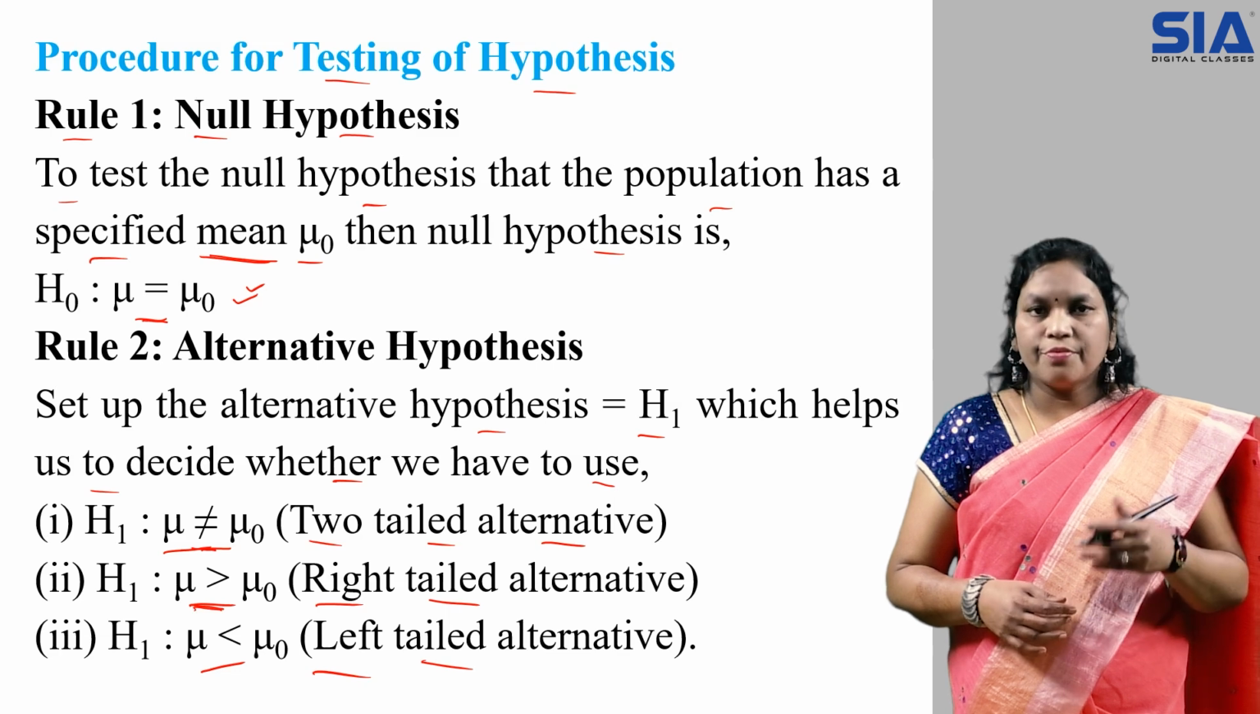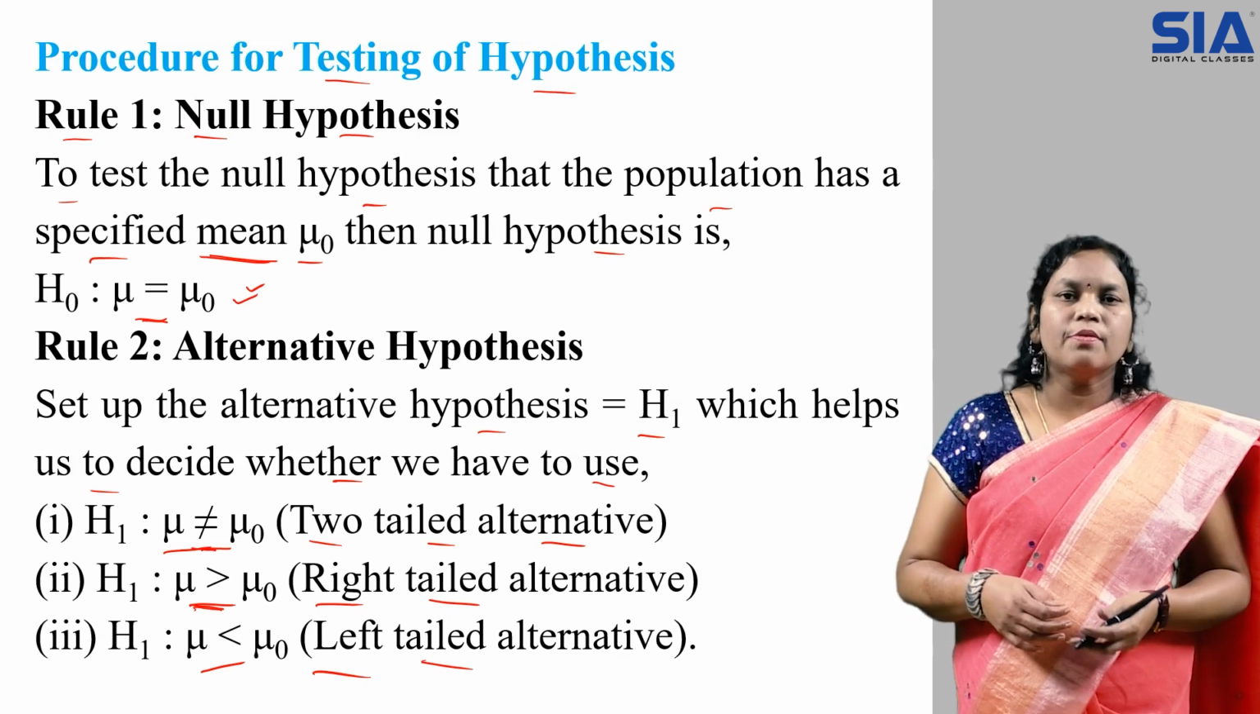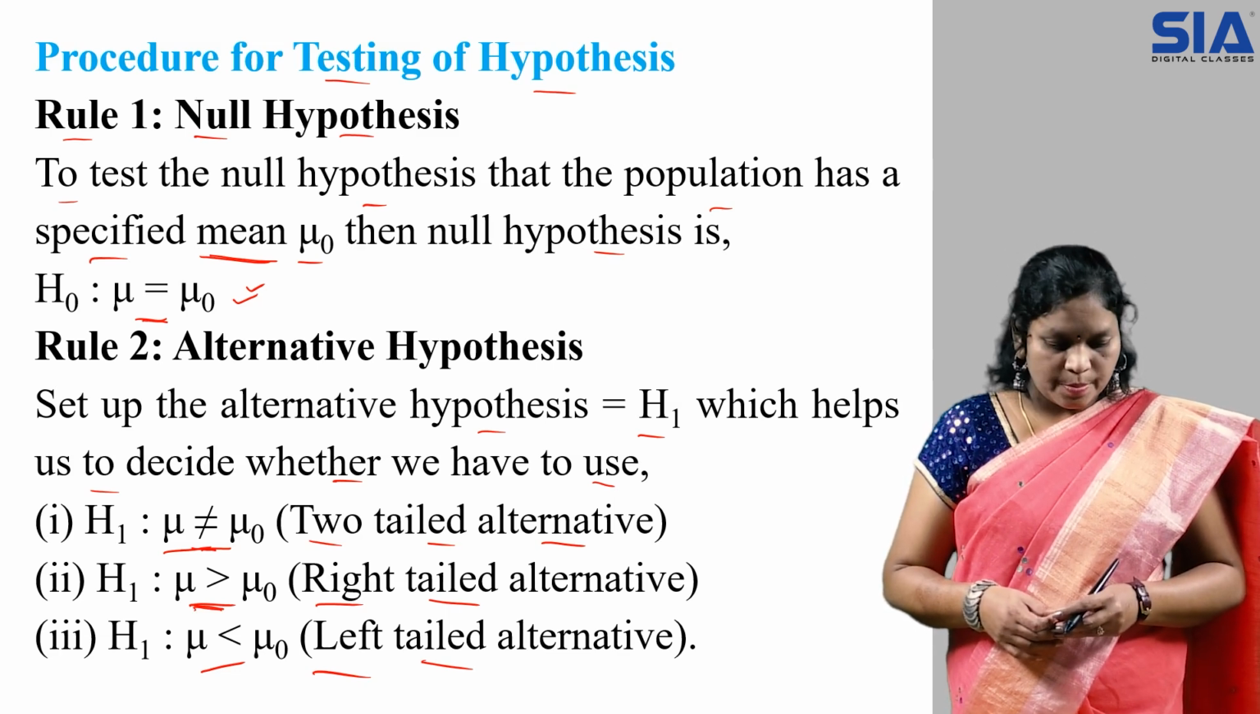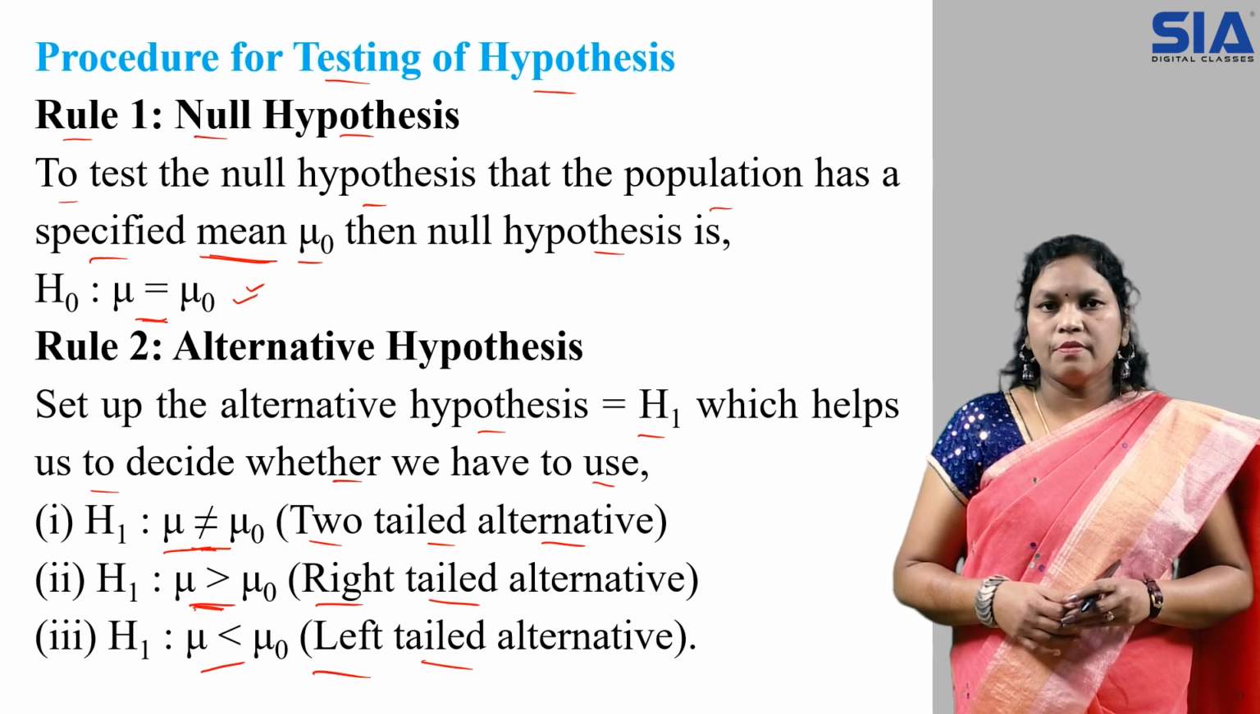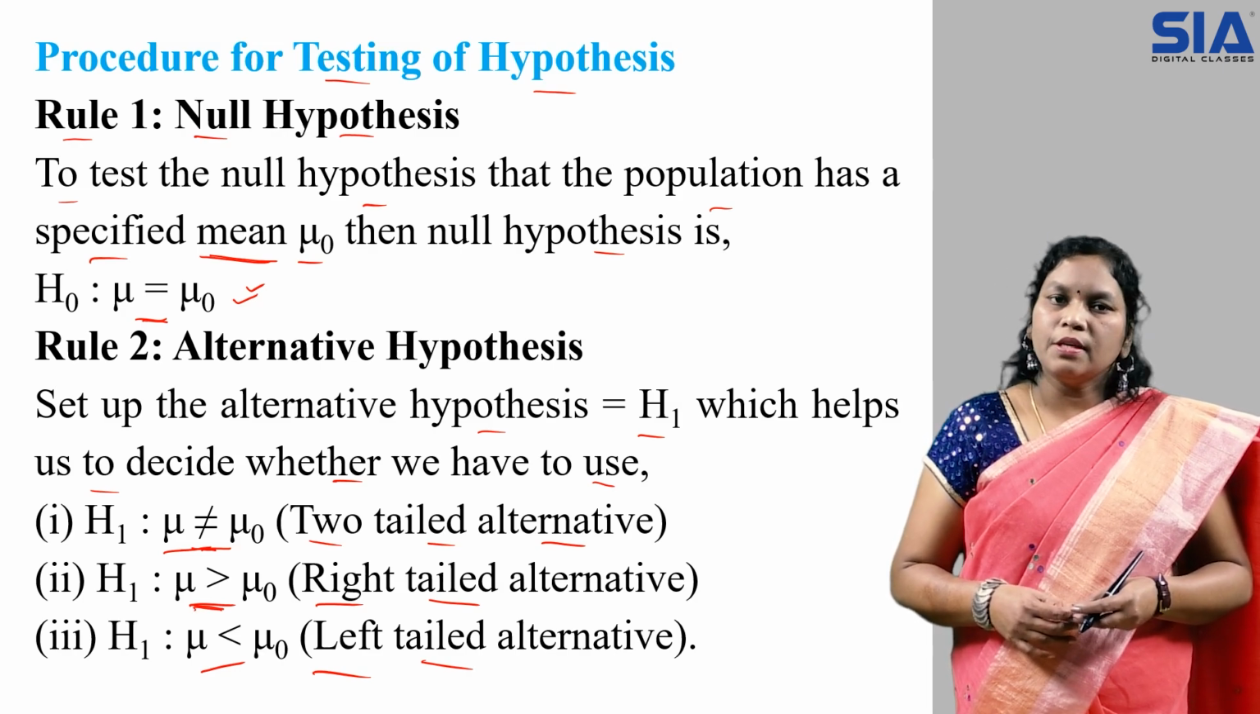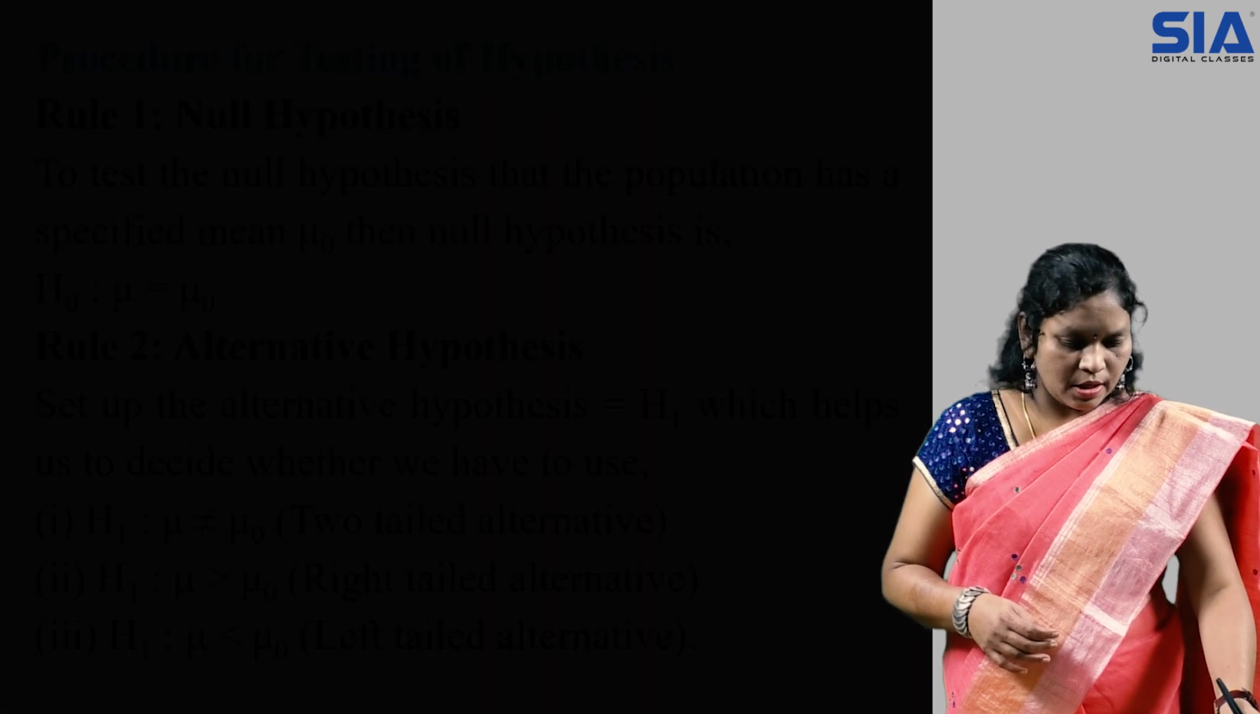So first of all, we'll frame the null hypothesis. Then based on that, we'll frame the alternative. So there are three types of alternative, and any one situation will be taken for the given question. So let us proceed next.